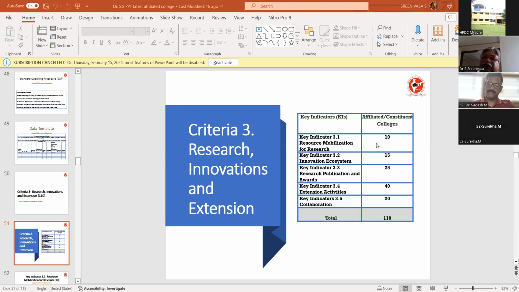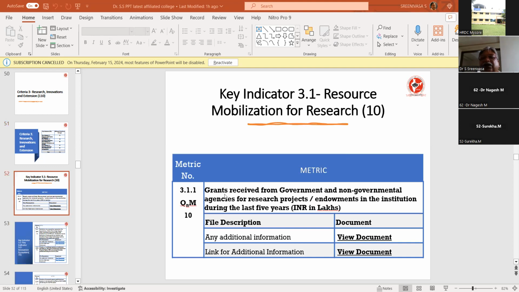So we are spending the time, we are spoiling the time of the student as well as the teacher, and money and time are also wasted. That is the thing. Then extension activities, I told. Then collaboration. Whether you have collaboration with different organizations, and what output you obtained from the collaboration, all those things are asked in this metric.